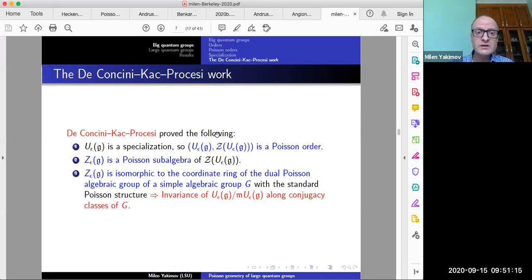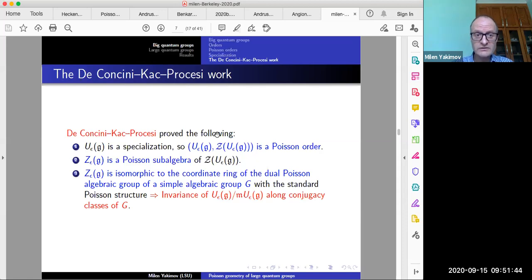So now going back to the Concini-Kac and Procesi work, the key points that they did in their work are the following. First, they proved that the big quantum groups are specializations. And then they proved that, as a consequence, the big quantum group and the full center of the big quantum group is automatically going to be a Poisson order. However, the center of this big quantum group is extremely complicated and singular.